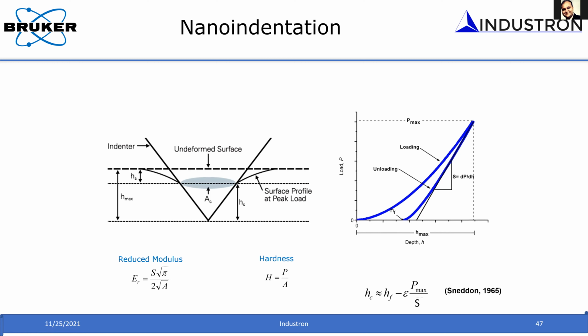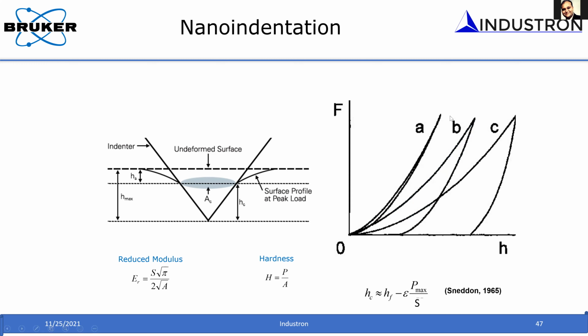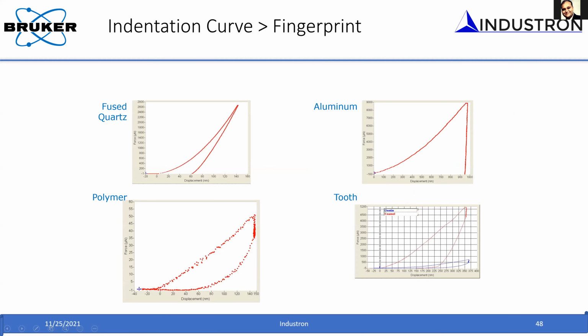I also mentioned last time that the load displacement curve you get is unique to the material that you test, depending upon how elastic or elastoplastic it is. You may get an elastic response or an elastoplastic response, and we call the indentation curve a fingerprint of the mechanical response of the material. For example, fused quartz is the standard material we use to calibrate the indenter tip. You can see the shape and size of its load displacement curve.